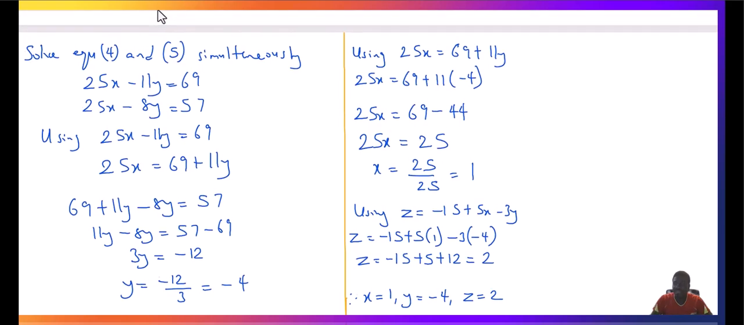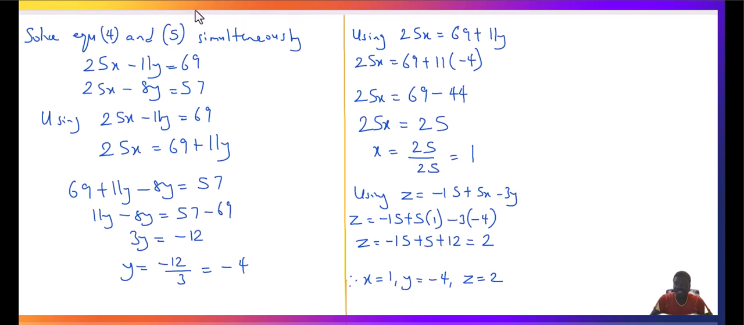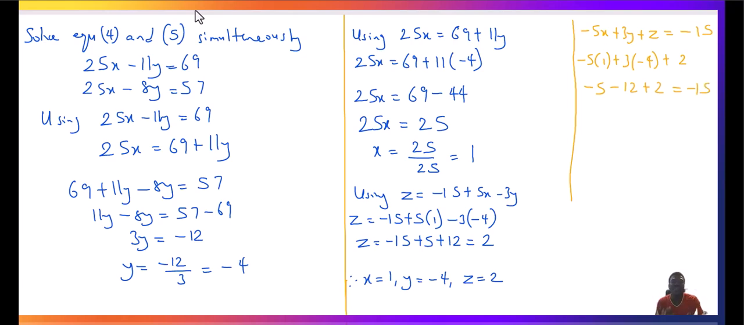We can draw a line somewhere here just to check, to see if our answer is fully correct. Using the first equation, which is -5x + 3y + z = -15, if I place my x, y, and z, will I get -15? So I have -5(1) + 3(-4) + 2. It makes it -5 - 12 + 2. And that will give us what? -15. So if I try for the other ones, I'm still going to have the same answer.